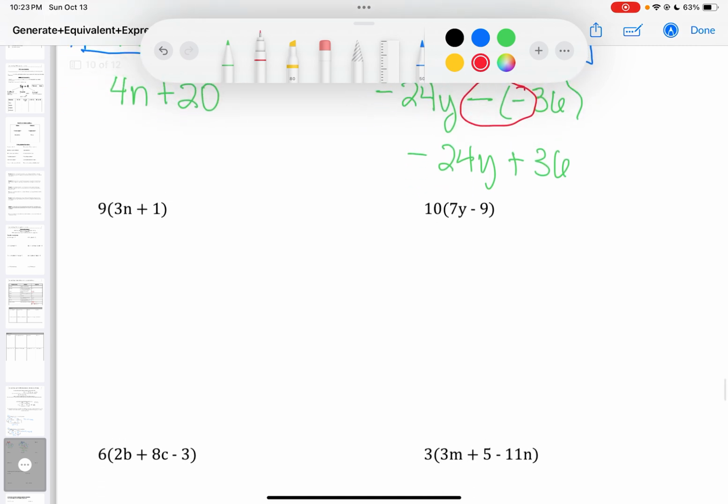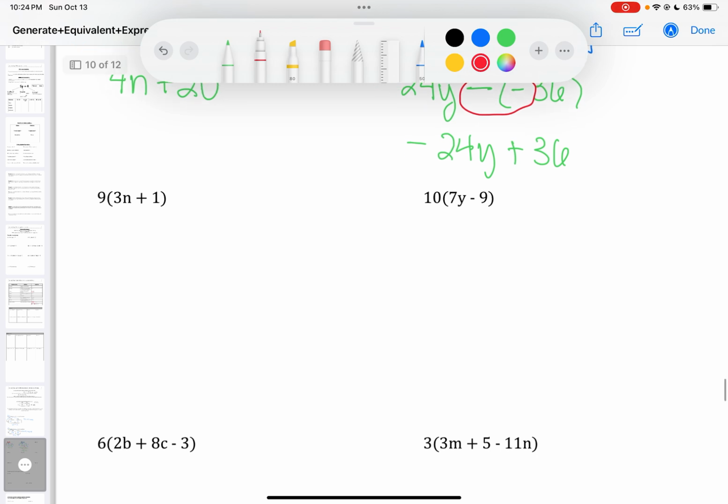All right. Hopefully you have gotten the gist of this. If not, you can continue doing the area model for the rest of these. I am just going to use the arrows for these next two. So I have 9 times 3n plus 1.